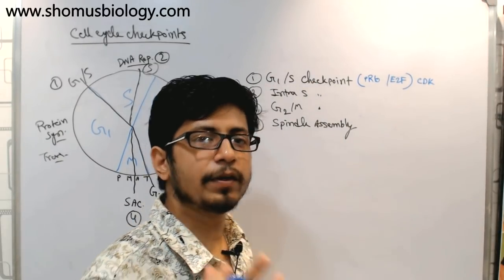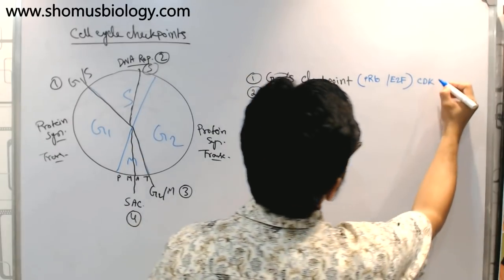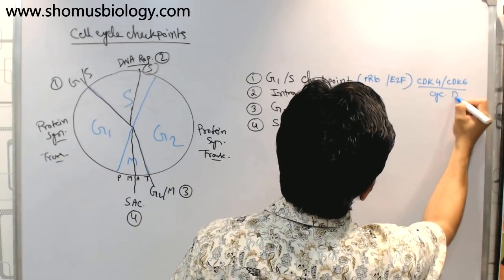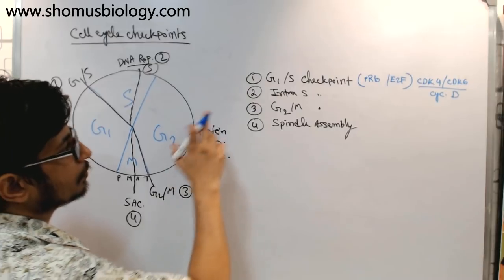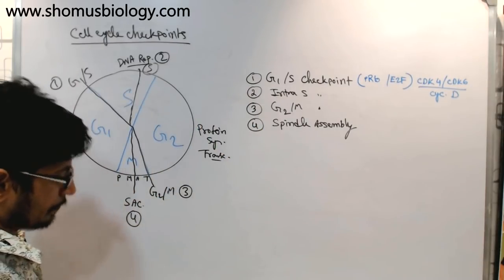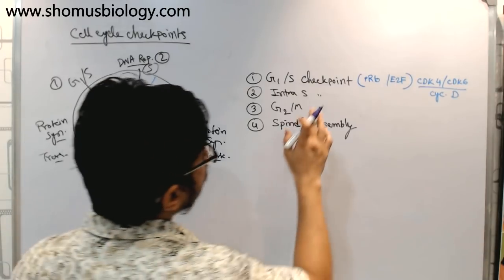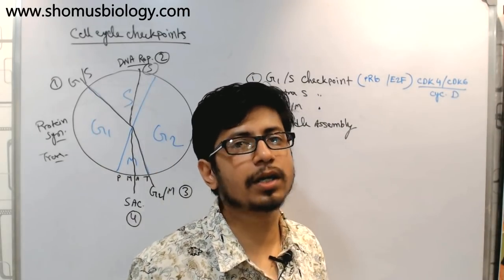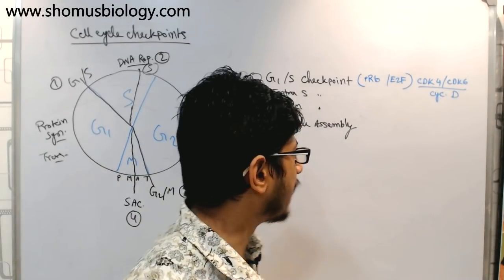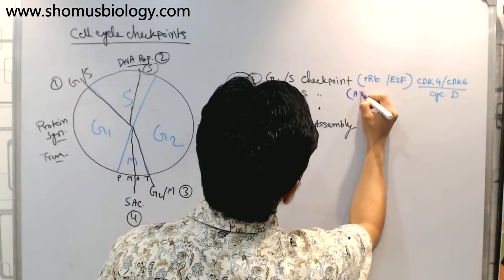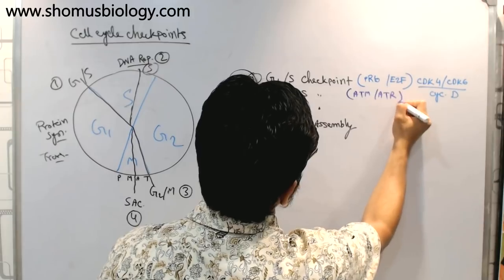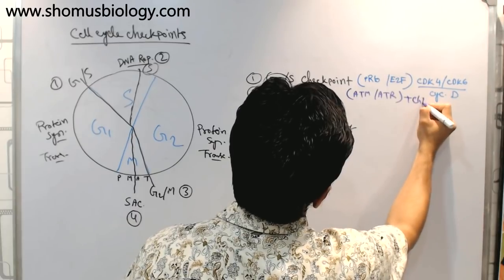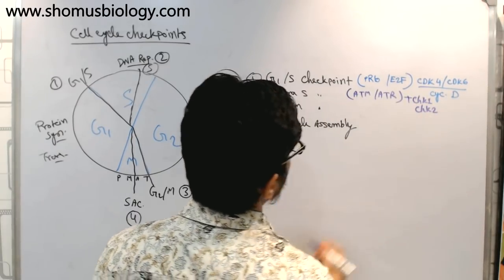If you have watched my cyclin CDK video, you will recall that CDK4 and CDK6 in association with cyclin D are involved in the G1/S transition. The second one is intra-S. In intra-S phase, they check whether the DNA replication is done properly or not. If there is any sort of damage, it is generally sensed by ATM and ATR, the sensory mechanisms. Along with that, CHK1 and CHK2 are involved.